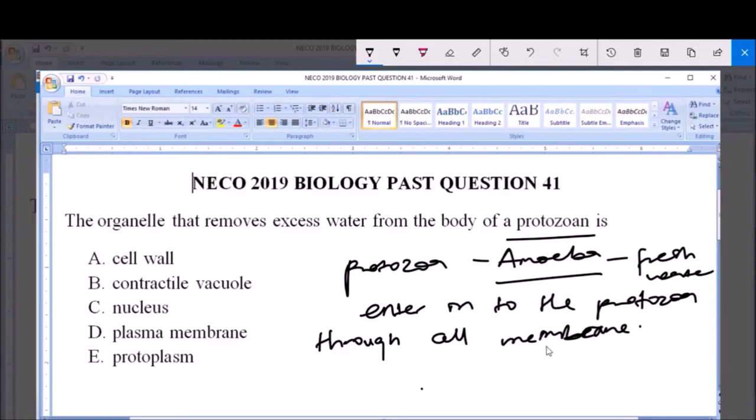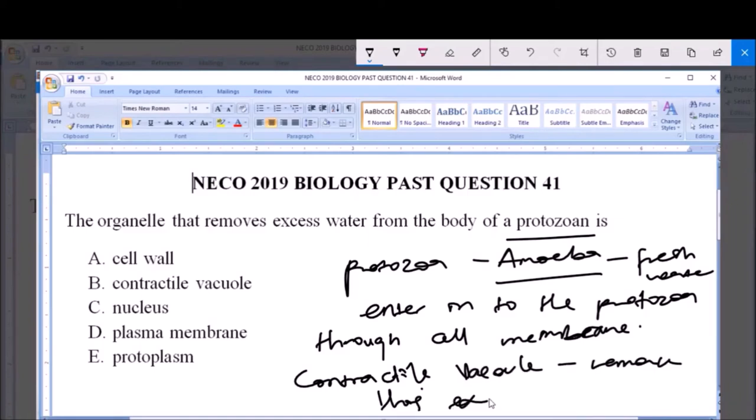Now, when there's excess water in the protozoa, take for instance the amoeba, the contractile vacuole, which is the excretory organ of the protozoa or the amoeba, then removes this excess water and empties the contents into the exterior. So it is the function of the contractile vacuole to remove excess water from the body of a protozoan. And like I told you, a typical example is the amoeba.